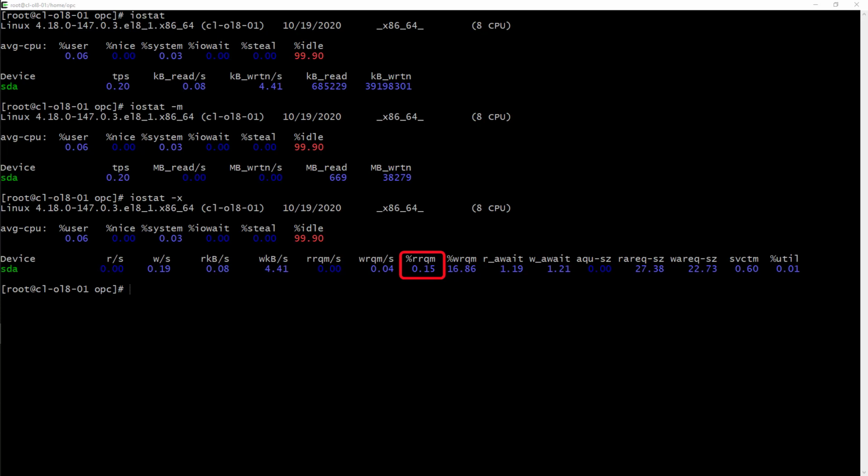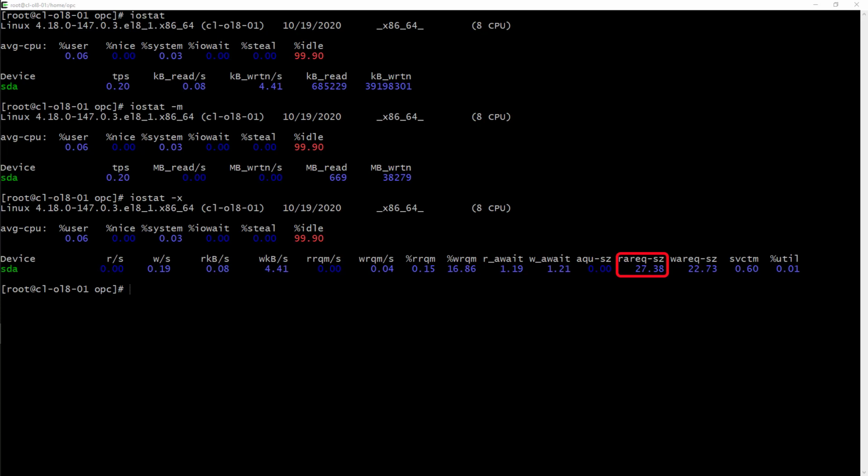rrqm is the percentage of read requests merged per second that were queued to the device. wrqm is the percentage of write requests merged per second that were queued to the device. r_await is the average time in milliseconds for read I/O requests issued to the device to be served. w_await is the average time in milliseconds for write I/O requests issued to the device to be served. aqu-sz is the average queue length of the requests that were issued to the device.